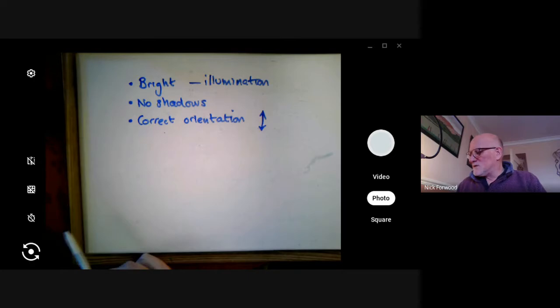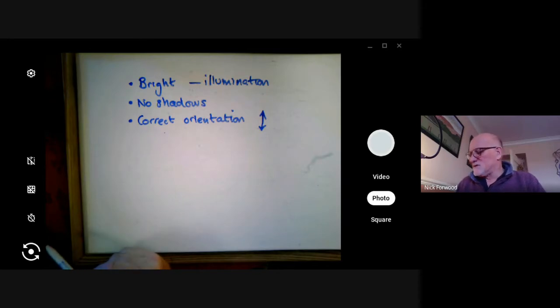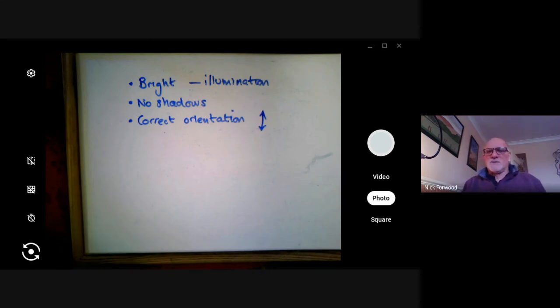If I get work in that's not bright and you've got shadows all over it, or it's not the right way round, then I'll just have to send it back to you and say you need to fix this because I can't see it and I can't make suggestions unless you look after these things. So please try and do this before you submit your work. And that's about it for now. I'm going to stop this recording.